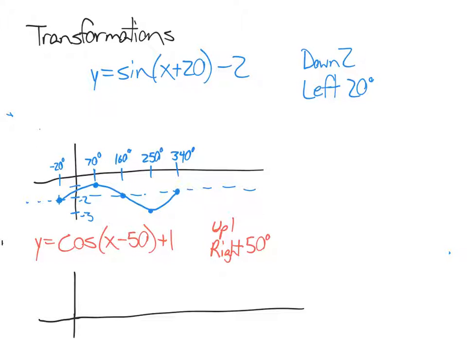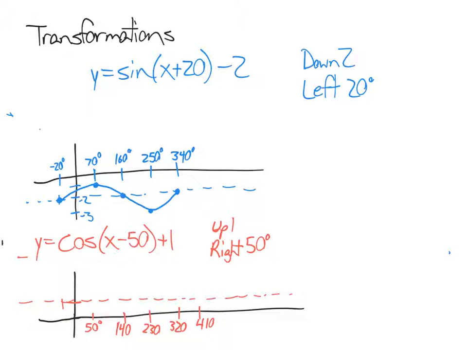Okay? So, put your 50 degrees on here. You go up 1, put your midline along there. And then you're marking every 90 degrees after 50. You got to go 4 more points. So 50, then 140, 230, 320, 410.